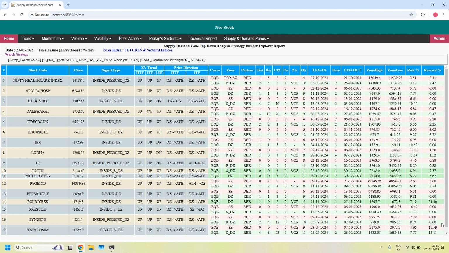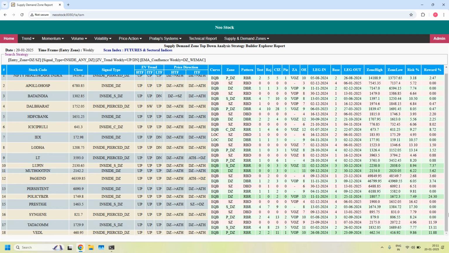So first 17 stocks in the list. Scrolling the list down. So total 18 stocks are filtered. Currently, all these 18 demand zones are having weekly EMA confluence.